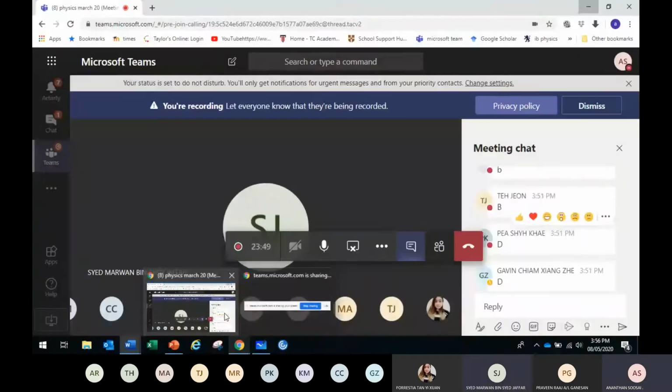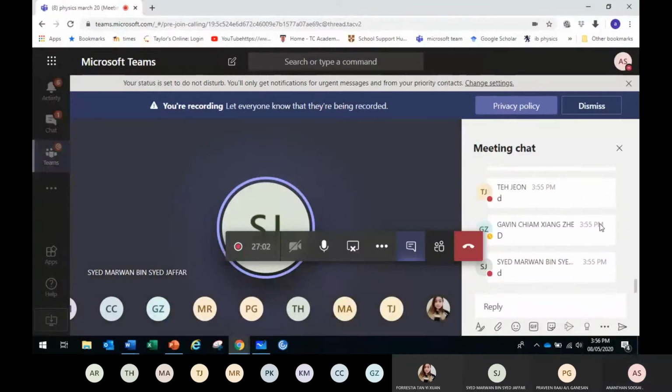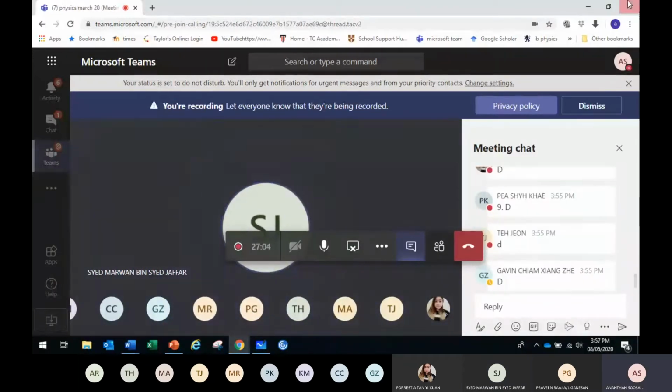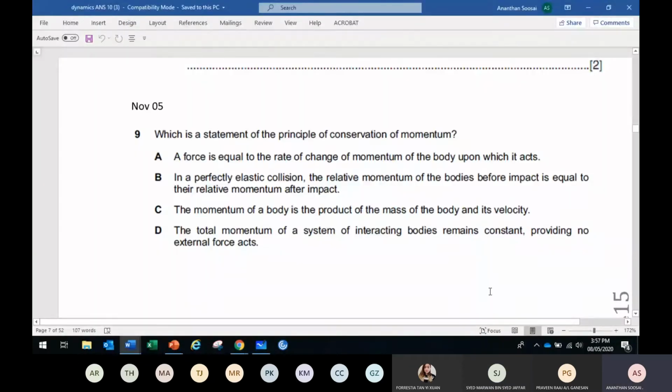Answer, anyone? So all going for D. Okay, yes, good. D is the correct answer. The total momentum of the system of interacting bodies remains constant, providing no external force. Or you can say a closed system, or an isolated system. So D is the best answer.